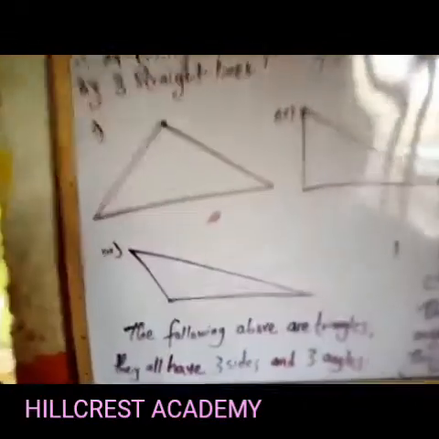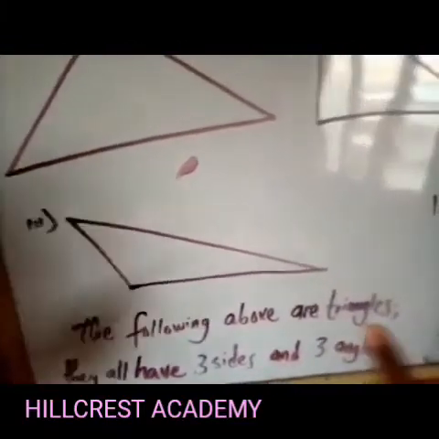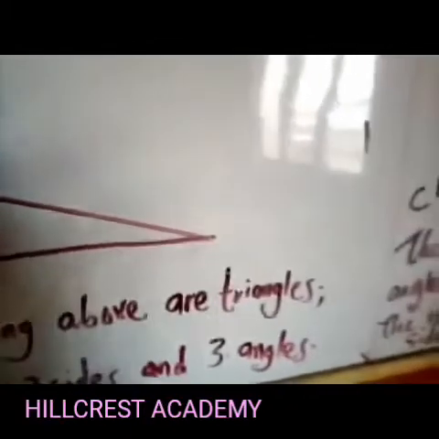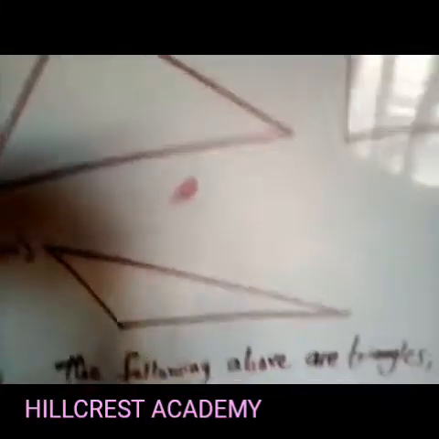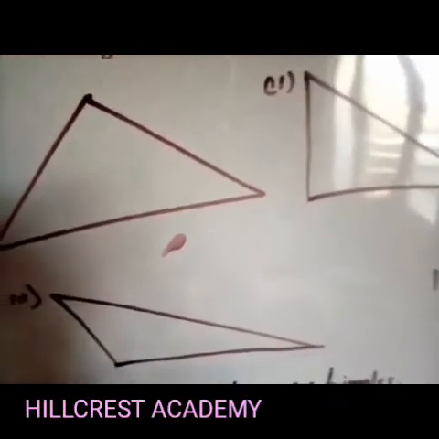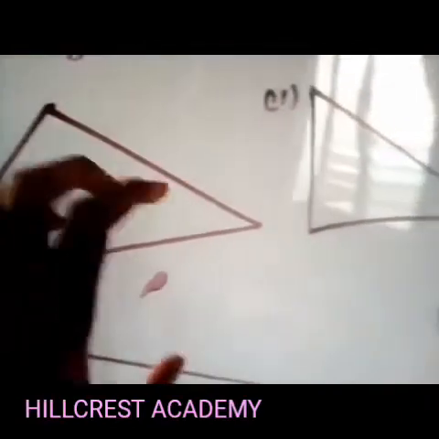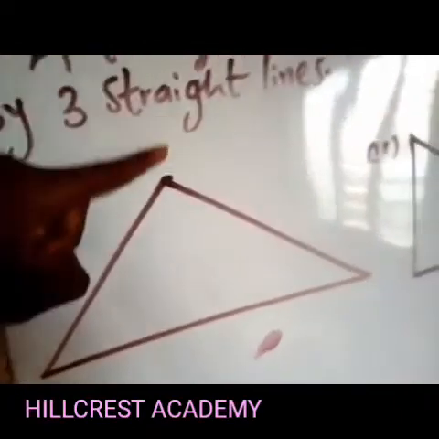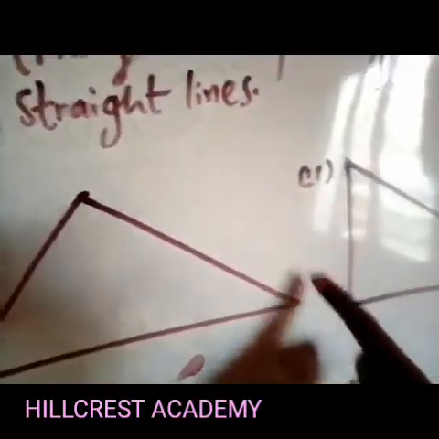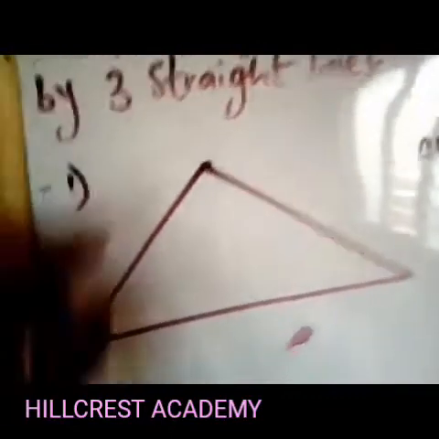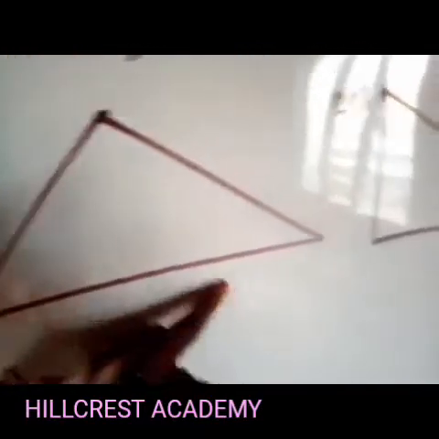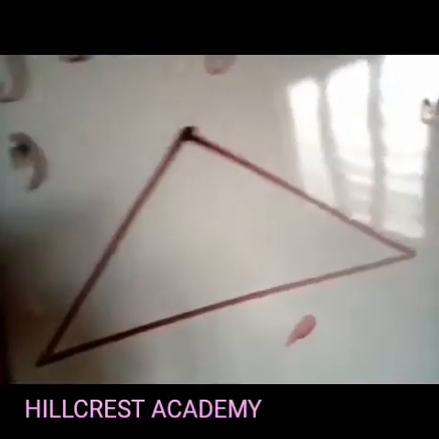The shapes above are triangles. They all have three sides and three angles. What does that mean? It means that all the three shapes you see on this whiteboard are triangles. Why? Because number one, they have three straight sides, three straight lines. This is one side, this is another side, and this is another side.